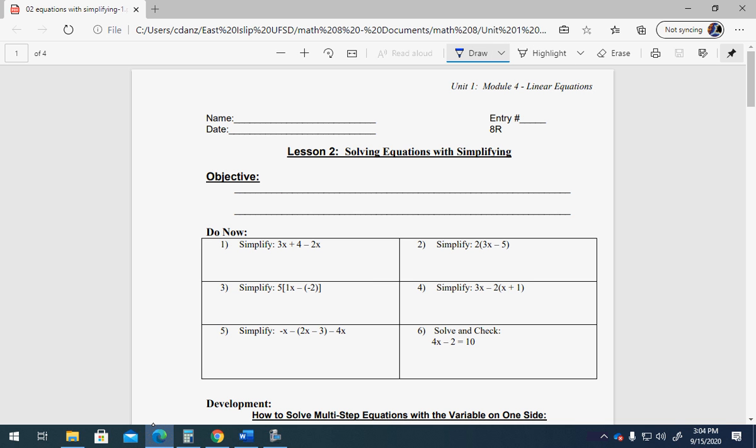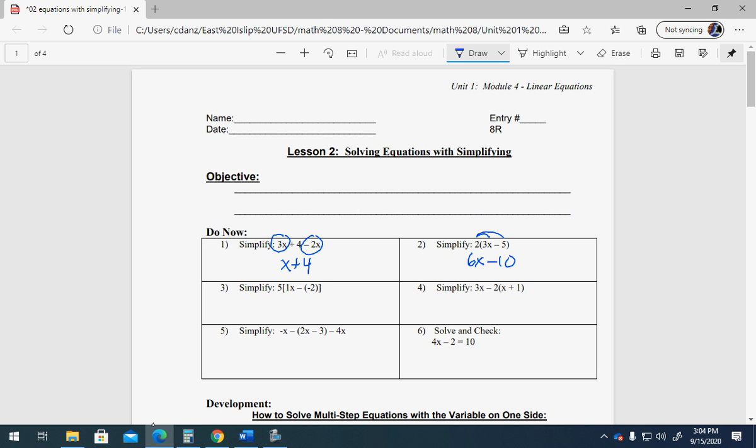So on number 1, we have to combine like terms. You get 1x plus 4. You don't have to put the coefficient of 1. On number 2, we have to distribute. You get 6x minus 10.